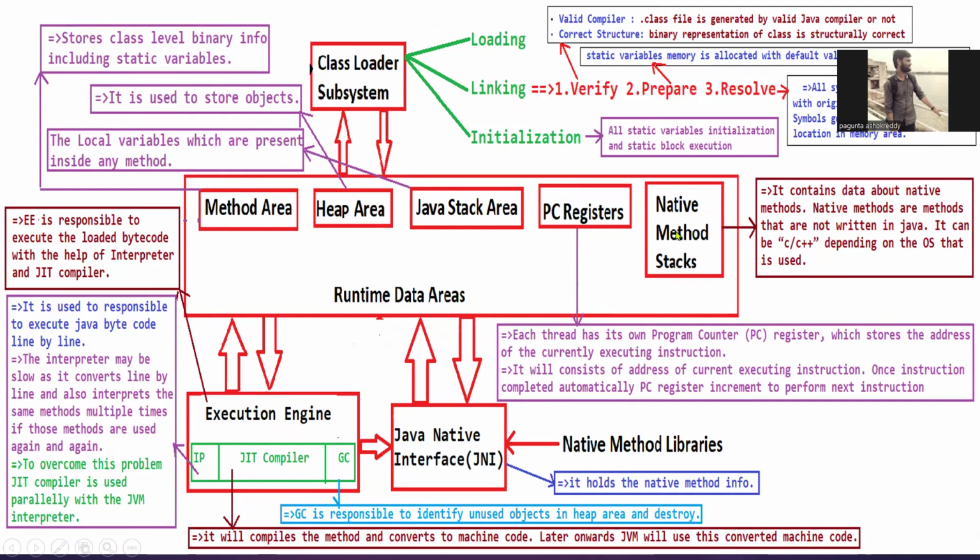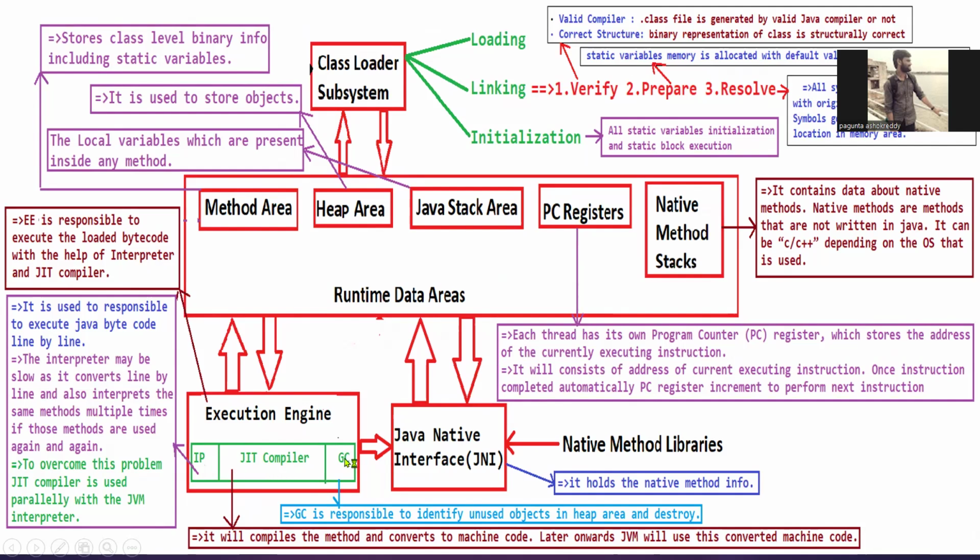The native methods are stored in the native method area. It is not written in Java; it is written in C++. Then the execution engine. It is responsible for executing the loaded byte code with the help of the interpreter and JIT compiler. What is the interpreter? The interpreter executes line by line with the help of the JIT compiler.